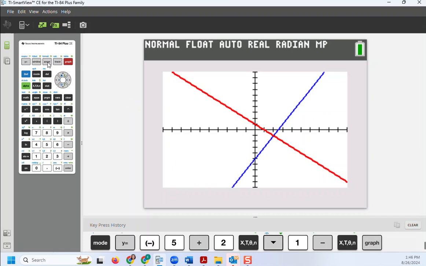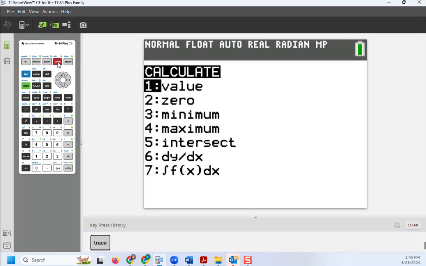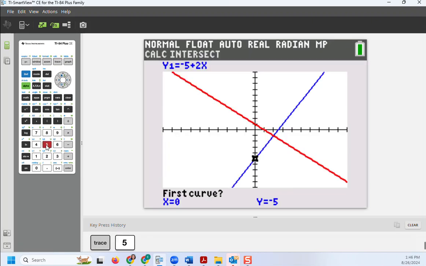And it's going to ask you first curve, second curve, guess, but it actually knows where they are. I don't even know why it asks. So you're just going to press enter, enter, enter. First curve, yes. Second curve, yes. Guess, yes. All right, and so it got it, and that was our answer. Our answer is 2 comma negative 1.